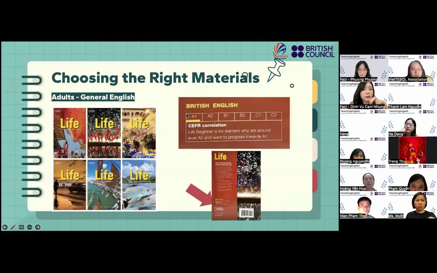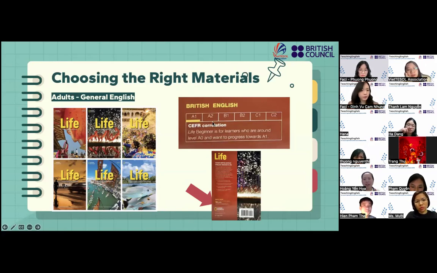And some of the time, the CEFR level is noted on the back cover of the book, like in this Live series of Nat Geo. Okay, so it's very small, you have to pay attention. So here, for example, Live, it's A1 for Live Beginner, okay?